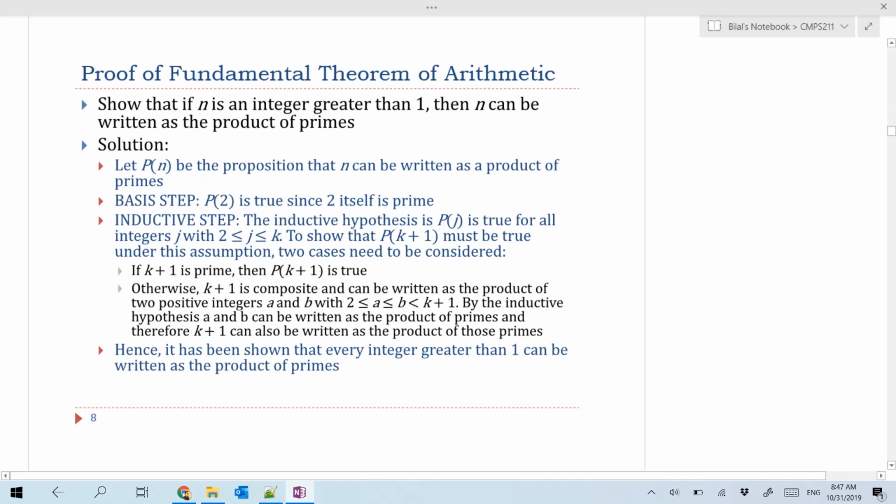according to the assumption that we made, that for all the numbers j, the property holds, then it means that a and b themselves have this property, okay? So since we can write a as a product of prime numbers and b as a product of prime numbers, and k plus 1 is nothing but the product of a and b, then finally k plus 1 is a product of prime numbers altogether, okay? Is it fine?